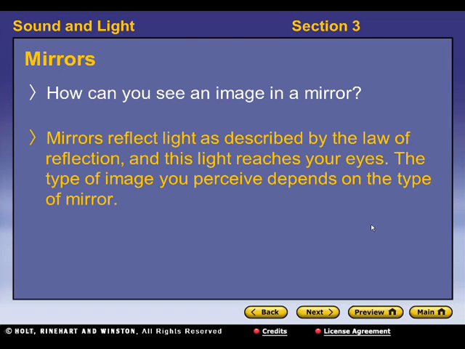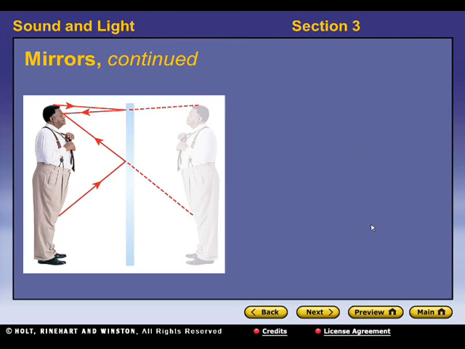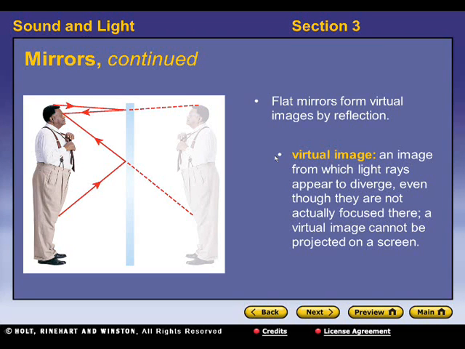So mirrors. How can you see an image in a mirror? Mirrors reflect light as described by the law of reflection, and this light reaches your eyes. The type of image you perceive depends on the type of the mirror. And you see here that flat mirrors form virtual images by reflection. A virtual image is an image from which light rays appear to diverge even though they are not actually focused there. A virtual image cannot be projected on a screen.